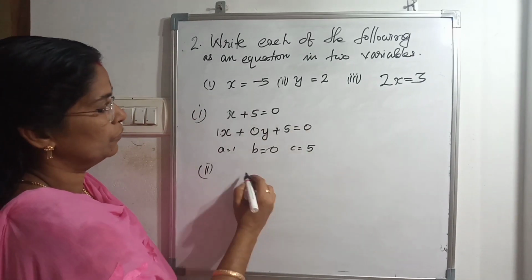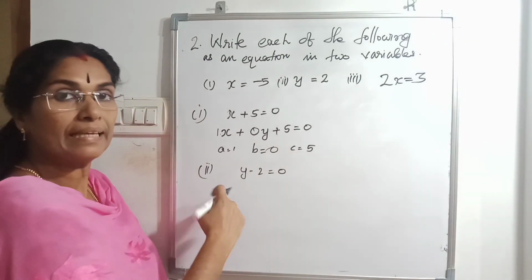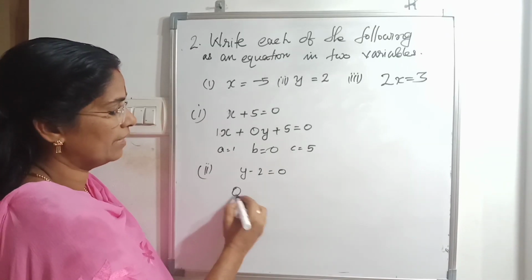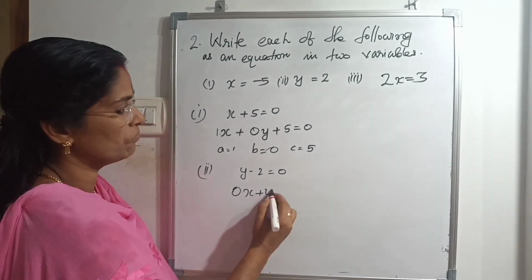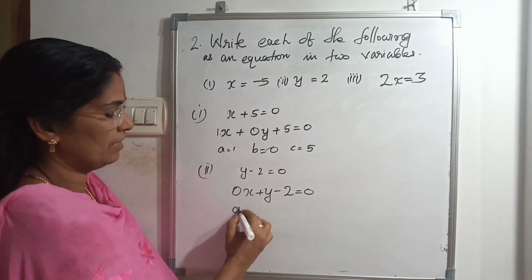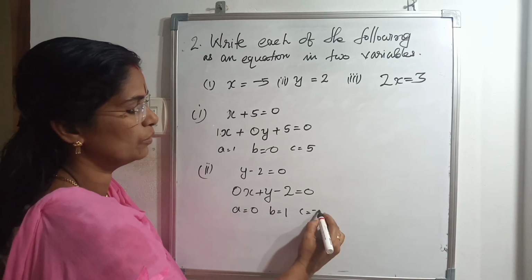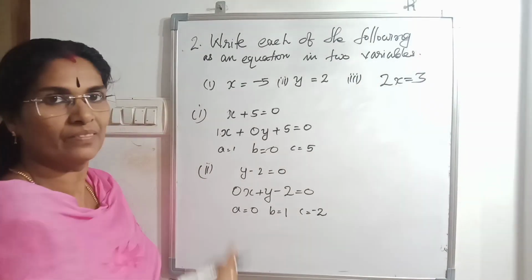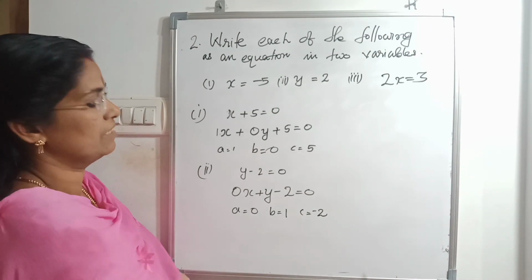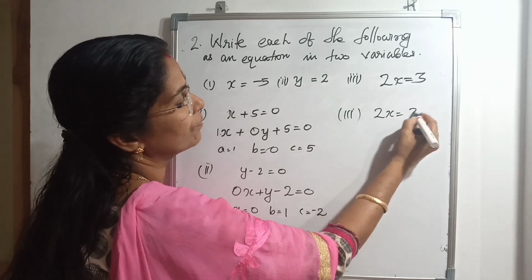y equal to 2, so y minus 2 equal to 0. Here which term is missing? X term missing. So we can write 0x plus y minus 2 equal to 0. Here a equal to 0, b equal to 1 and c is equal to minus 2. Clear? Very simple questions.